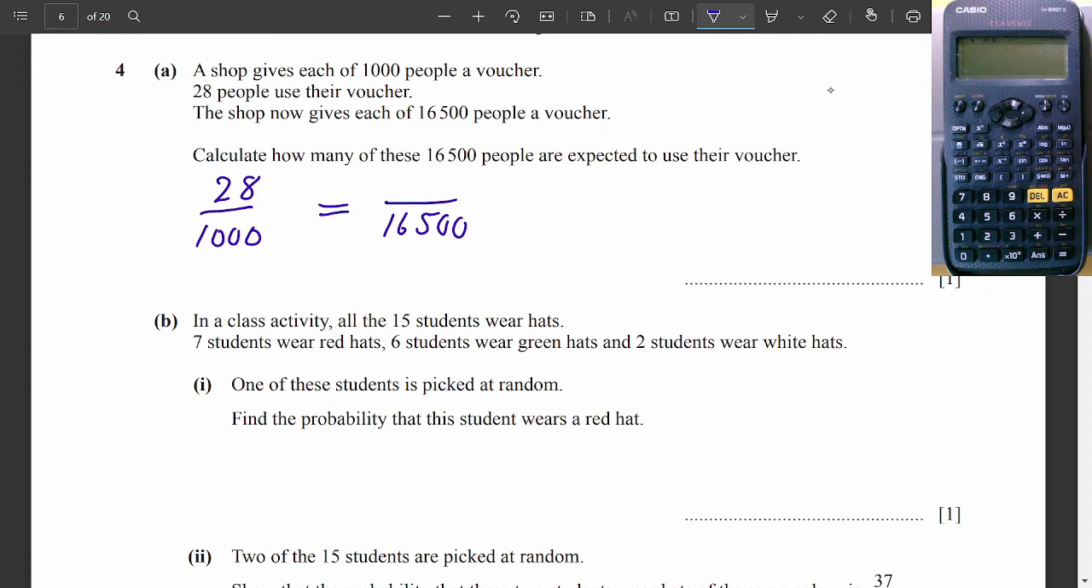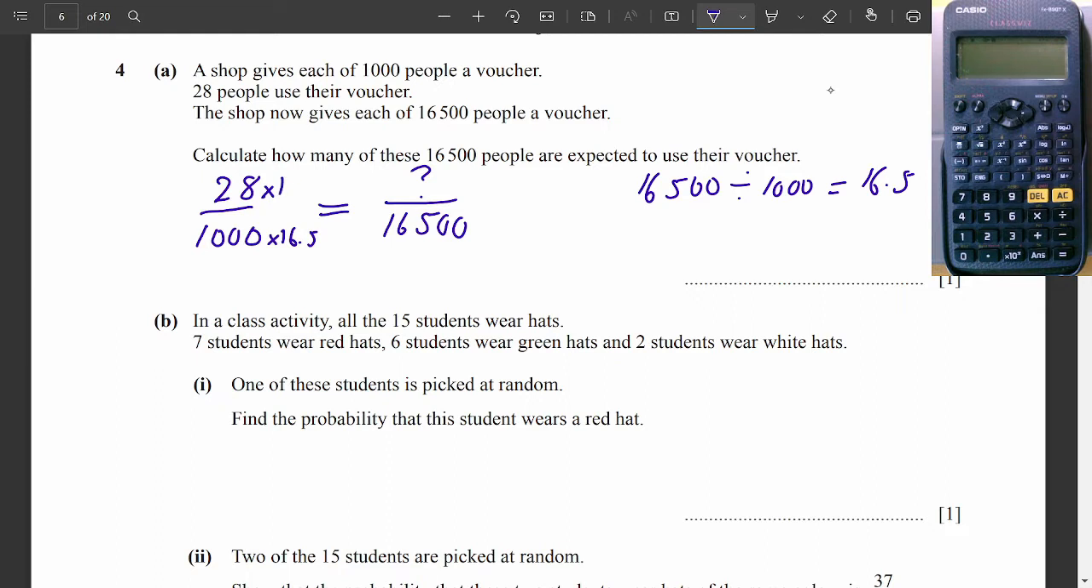Calculate how many of these 16,500 people are expected to use their voucher. So this is what we want to know up there. So with equivalent fractions, we need to see how do we get from 1,000 to 16,500. If you're not sure how to do that, you do the reverse: 16,500 divided by 1,000, which is 16.5. So it means we need to multiply this by 16.5.